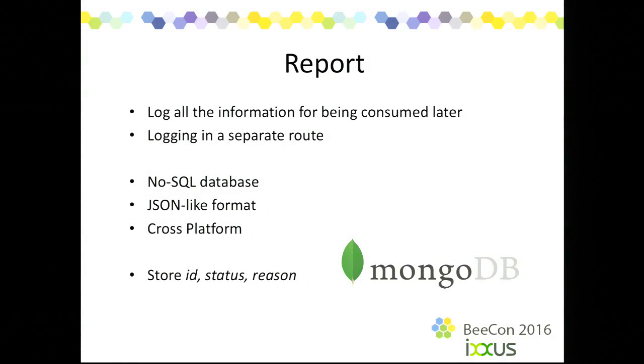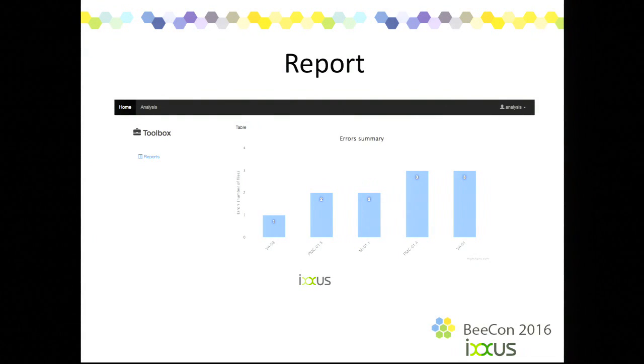And for example, for every single document, we store the ID, the status of the content, whether something happened, and a reason that could be a stack trace, could be a custom message, whatever. And this is, for example, how a report would look like with the MongoDB data, right? So you can have, for every execution, different failures or different criteria that you have.